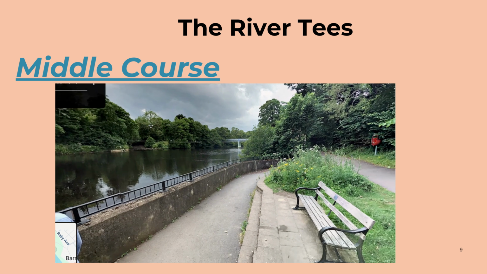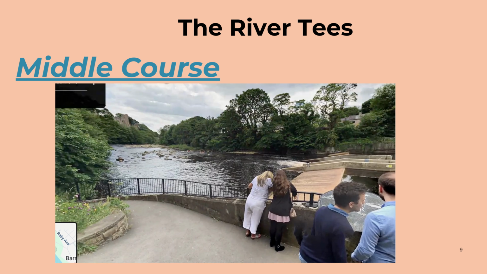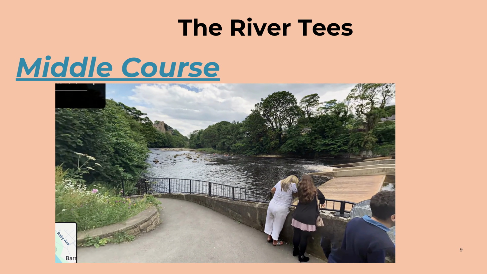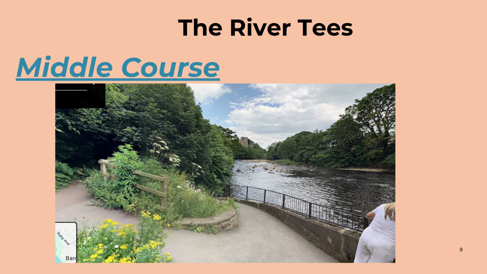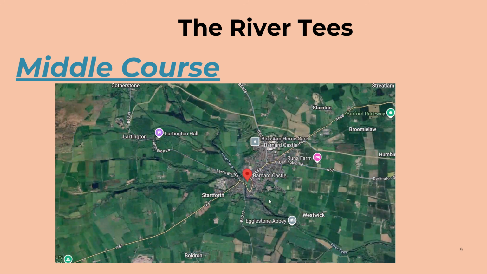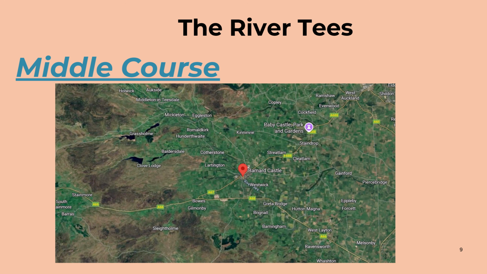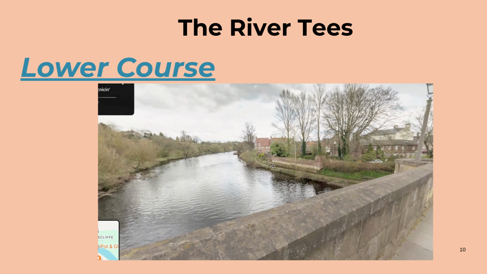So let's move into the middle course, and we're going to go straight to Barnard Castle, so called because of the position of the castle there, as you can see, next to the river. And you can see the river is really starting to widen now due to lateral erosion. This is an area of sandstone, and we're still around 150 metres above sea level. So quite a way into the course of the river. I should add that the whole river itself is about 100 kilometres in length.